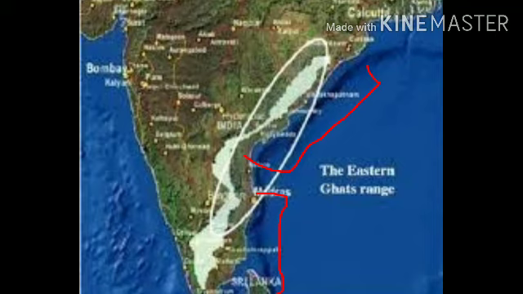Large rivers like Mahanadi, Godavari, Krishna and Kaveri have formed deltas on this coast, and Chilka is an important feature of the eastern coast. Chilka is a lake. Chilka Lake is the largest saltwater lake in India, and it lies in the state of Odisha.